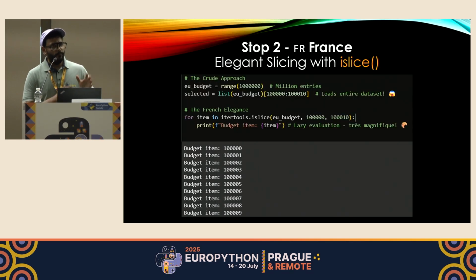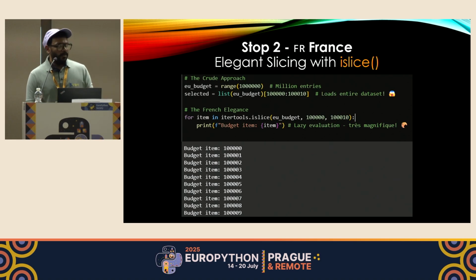Now, from Germany, we are traveling to France, and here we are trying to slice the data elegantly using the slice function. The slice function iterates over some part of your data set. Here we have European budget data with 1 million entries, and out of these 1 million entries, we are trying to fetch 10 entries.